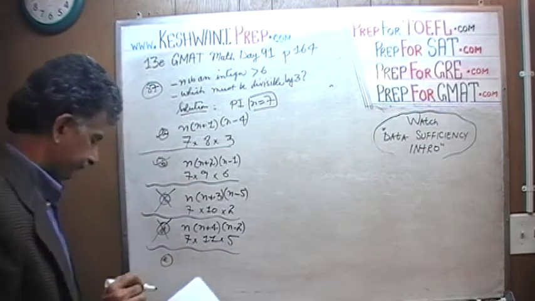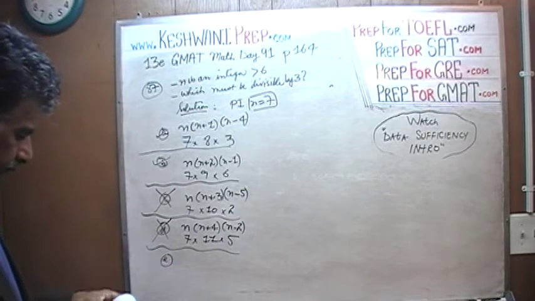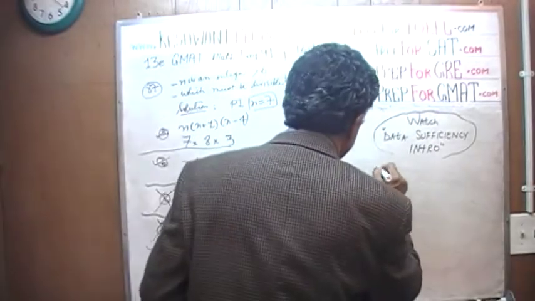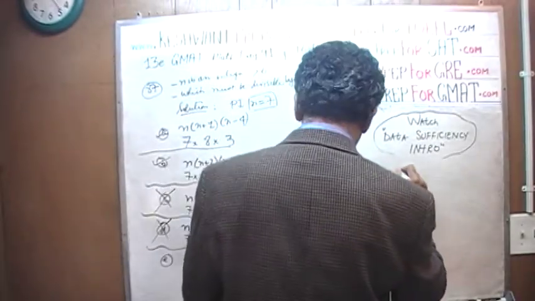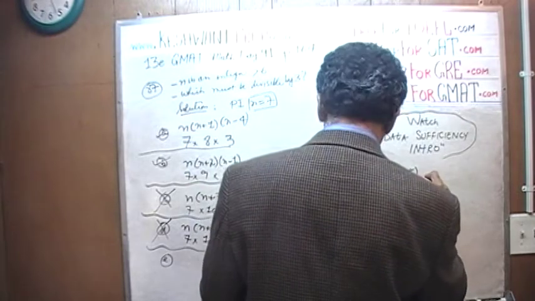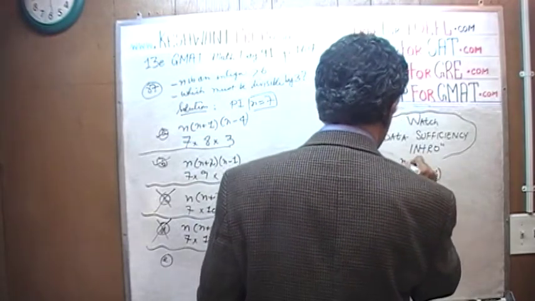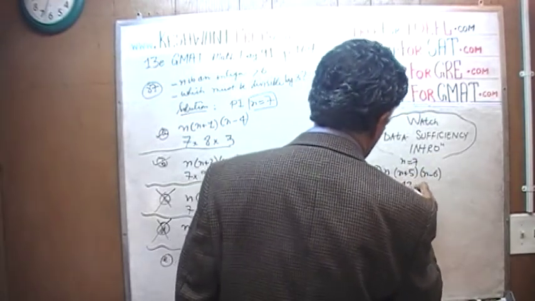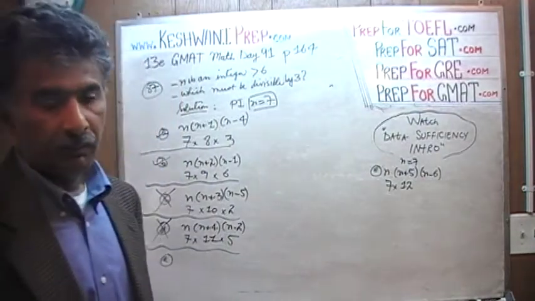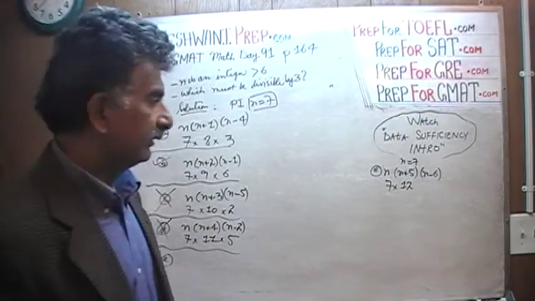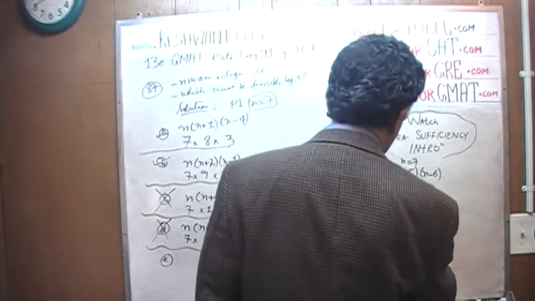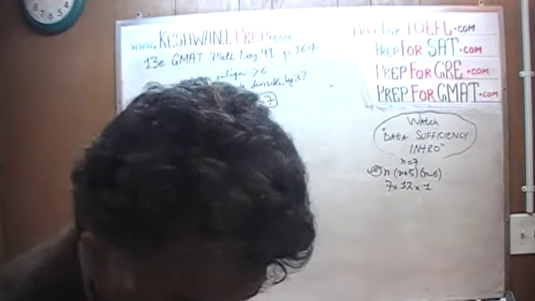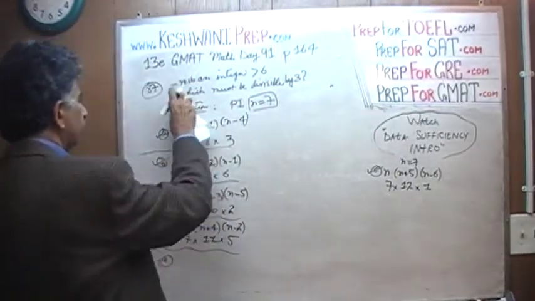Let's look at E. E says n times n plus 5 times n minus 6. Remember, n is equal to 7. So it's 7 times 7 plus 5, which is 12. As soon as we know 12, we know we're not going to be able to eliminate it, because 12 is divisible by 3. So that one stays. There's no point in figuring out the rest. But anyway, let's do round 2.